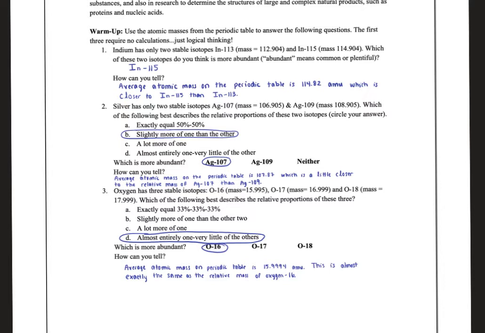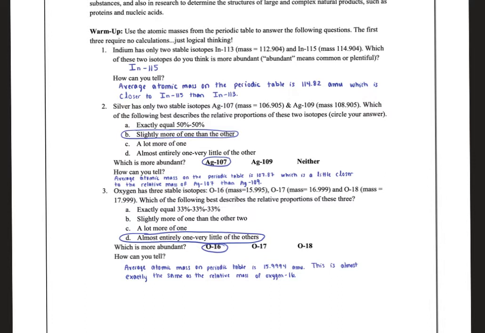Let's look at number 2. Silver has 2 stable isotopes, silver 107 and 109, which describes the relative proportions of the 2 isotopes. I said slightly more of one than the other because there must be slightly more of silver 107, because on the periodic table, the average atomic mass is 107.87, which is a little closer to the relative mass of silver 107 than silver 109. So it's slightly closer, which means we have slightly more of silver 107 than silver 109.